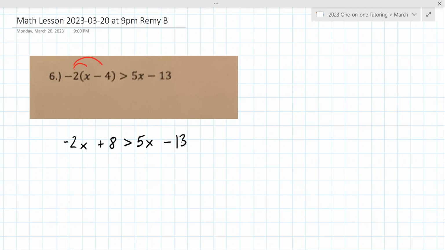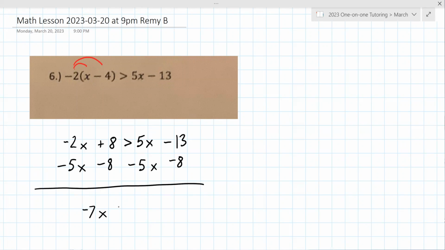Okay. Is that okay? All right. Now you have options here. You need to move the x's. You either need to move the -2x right or the 5x left. There's not a wrong answer, but is there one that is more preferable to you? No. Okay, so I'm going to subtract 5x from both sides. And then because you also want the number to be on the other side of the equation, subtract 8 from both sides. So this produces -7x greater than -21.